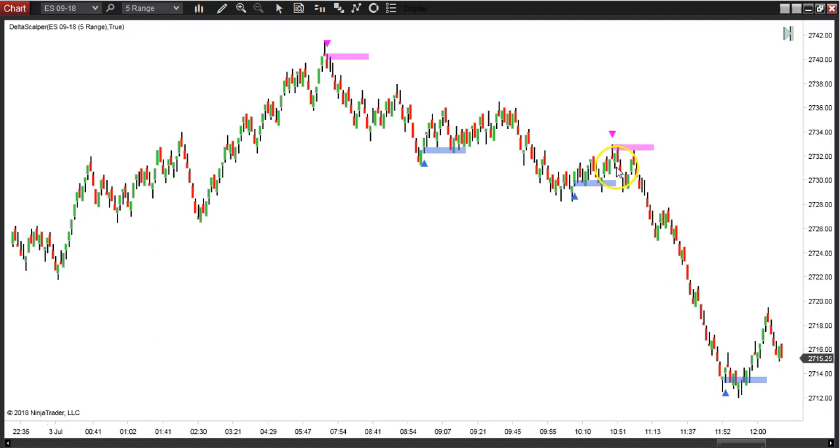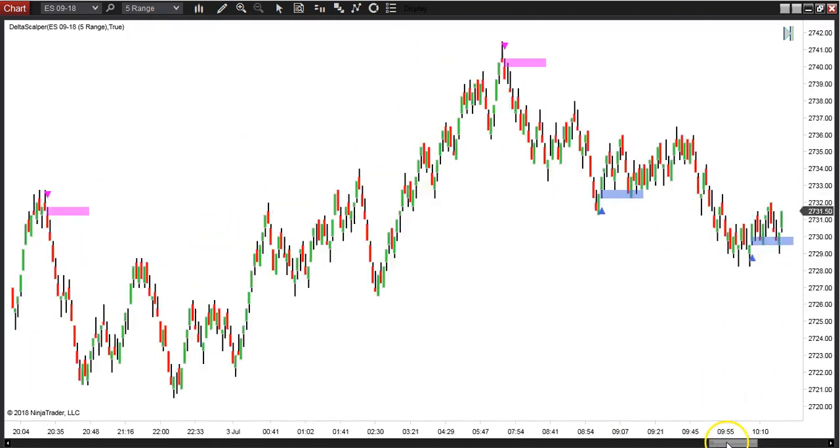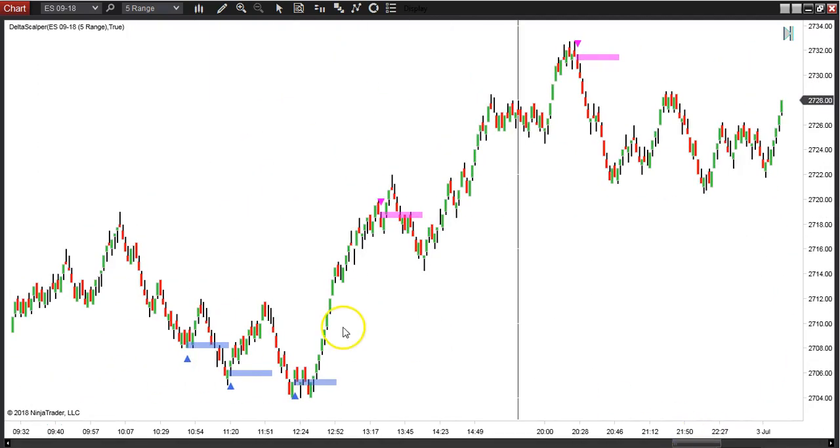You're talking 2732 area, all the way down to below 2720. That's a 10-point move. Now there are days, don't think that every day is going to be like this. There's going to be some days where you struggle. You take a loss here. Depending on where your stop is, maybe you took a loss, maybe you didn't.